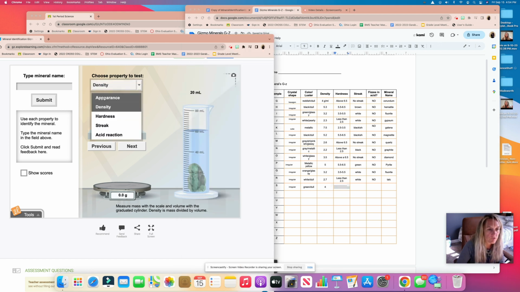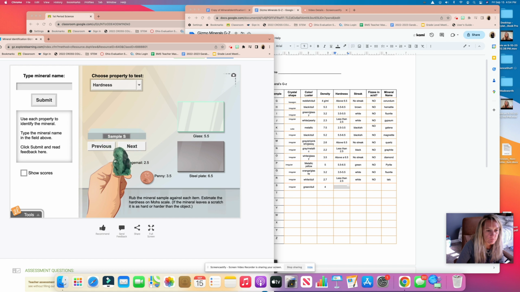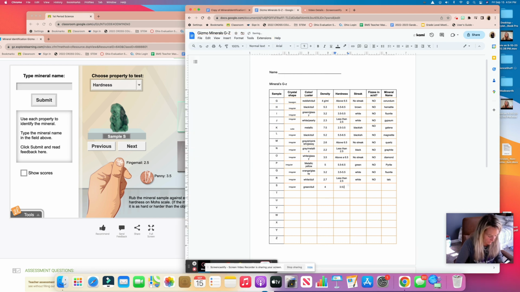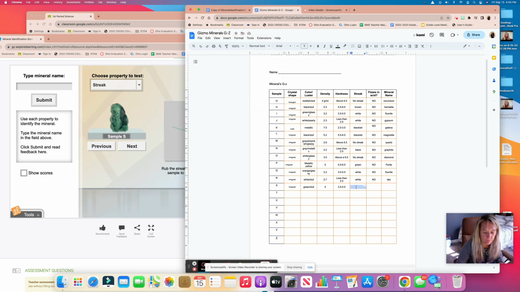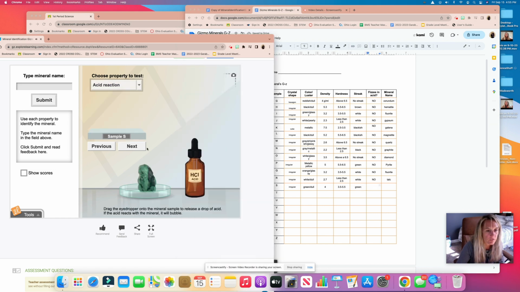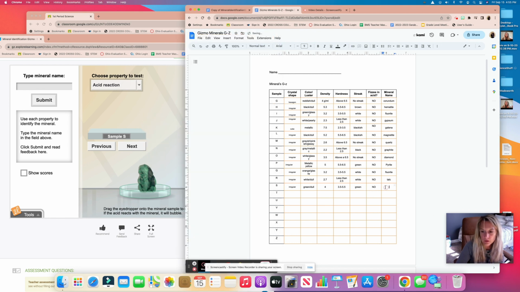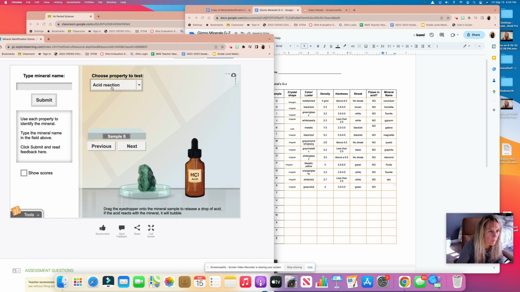Let's do the hardness. Scratches a fingernail, scratches a penny, but does not scratch glass. So it has to be between a 3.5 and a 5.5. Let's check out its streak. Streak's green. All right, let's check out the acid test. All right, no.